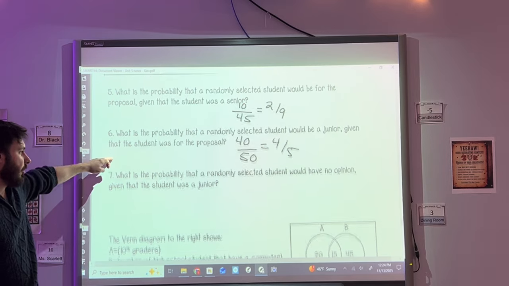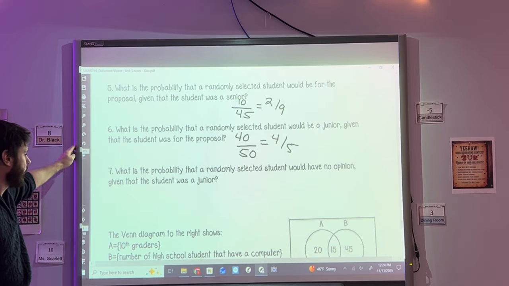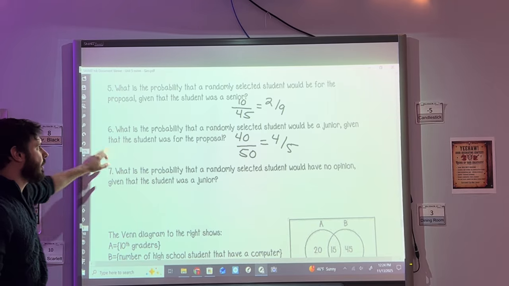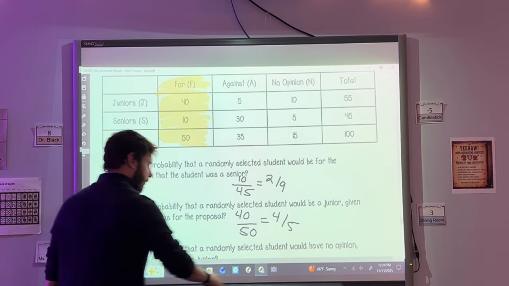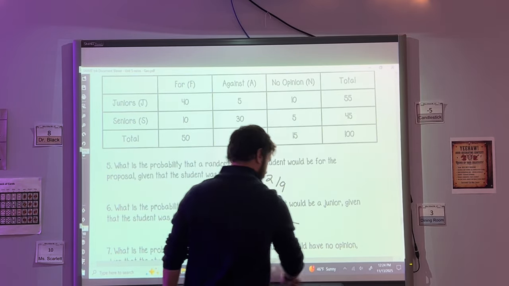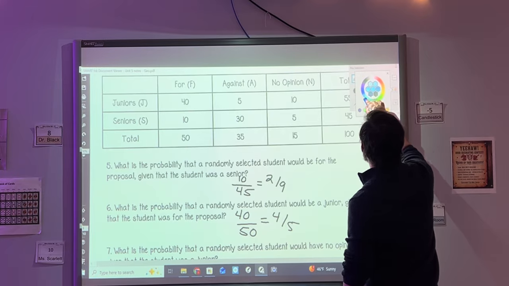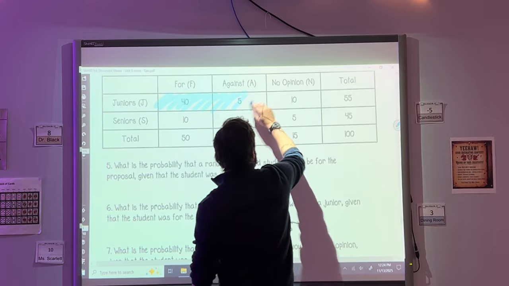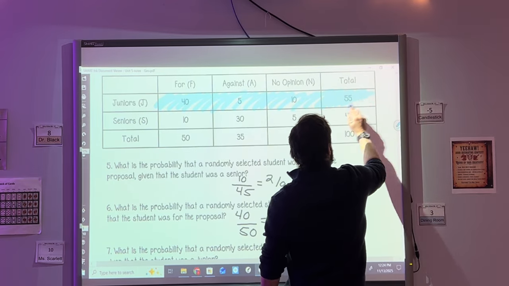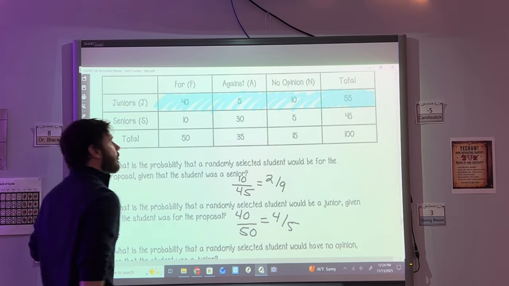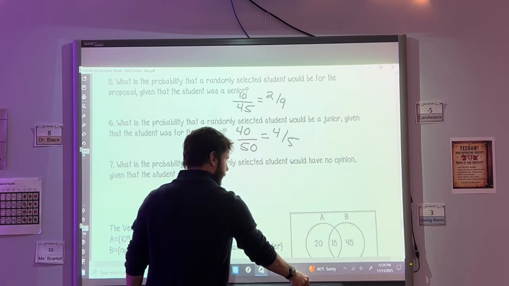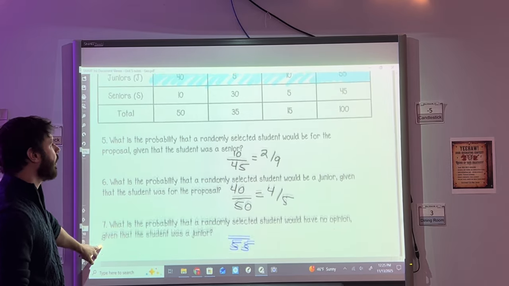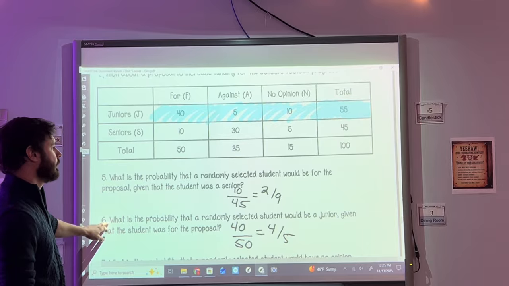What is the probability a randomly selected student would not care, have no opinion, given that the student was a junior? Okay, given that they were a junior. Man, I was really hoping it'd be the same thing. I know, right? Fine, I'll do it again. I'll highlight something else. What color do I want? Oh, that's a nice color. Okay, given that they are juniors, how many total juniors we got? 55 total juniors were asked. Of those juniors, how many didn't care? 10.